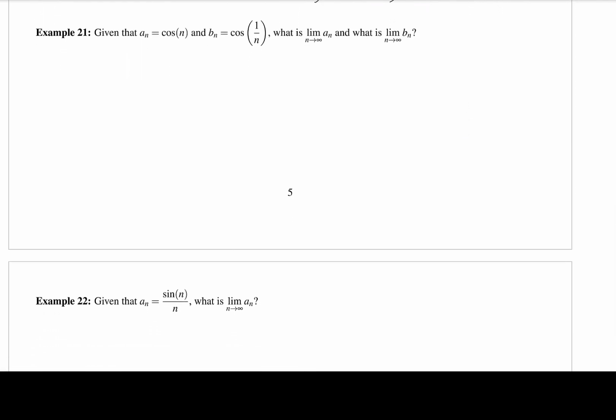Now, for example 21, I'm going to split this. So let's first look at a sub n, right? So this is the limit as n goes to infinity of cosine of n. This one is not going to exist because cosine oscillates, right?